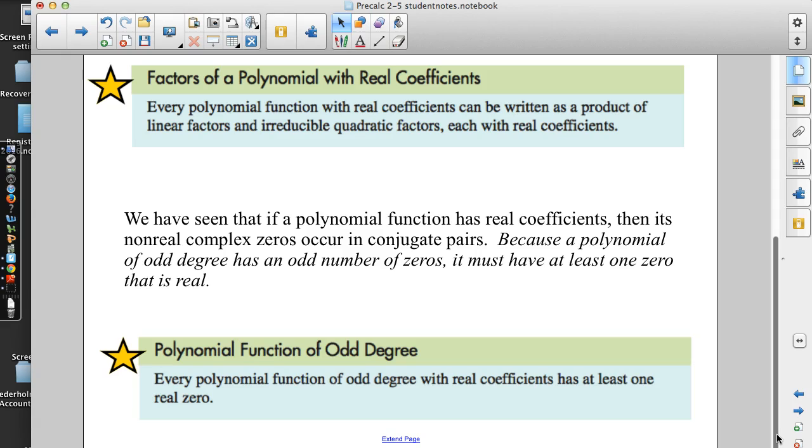So we've seen that if a polynomial function has real coefficients, then its non-real complex zeros occur in conjugate pairs. Because a polynomial of odd degree has an odd number of zeros, it must have at least one zero that is real. What are they saying?